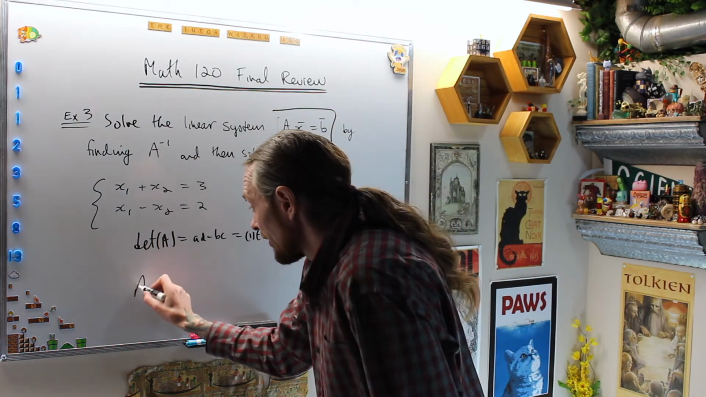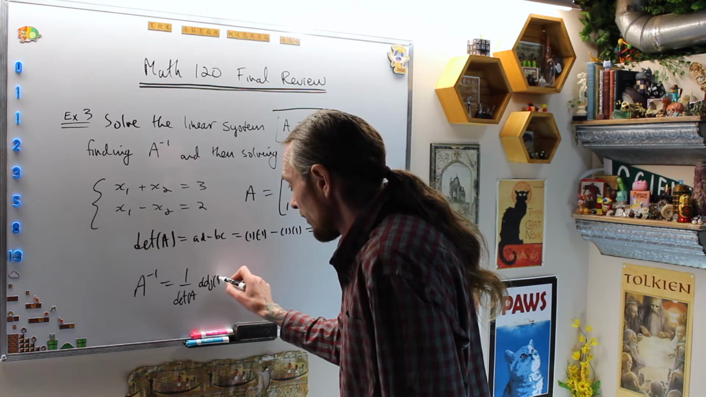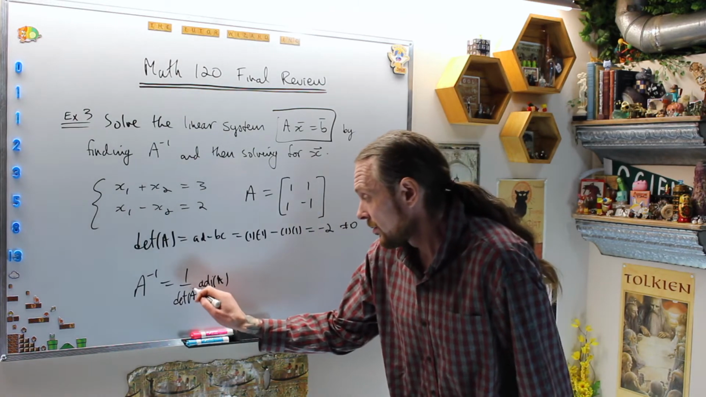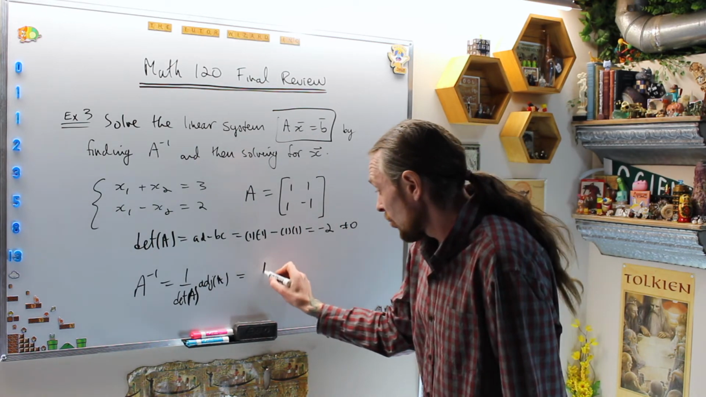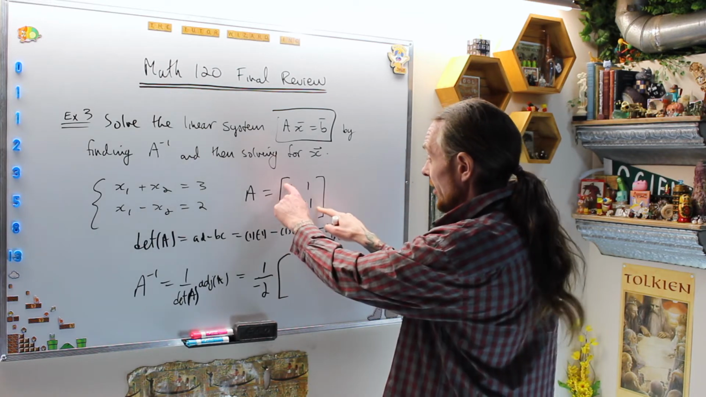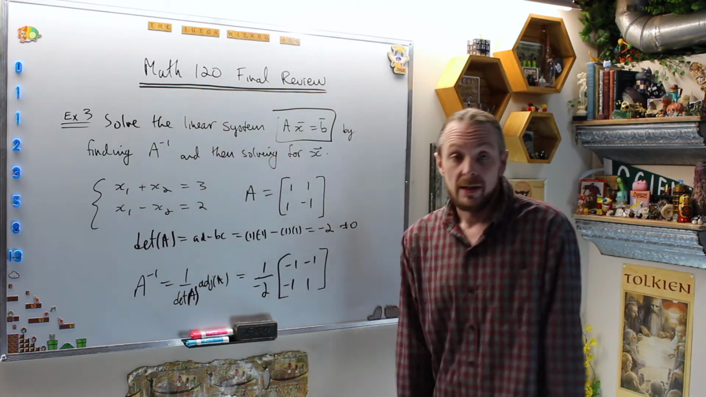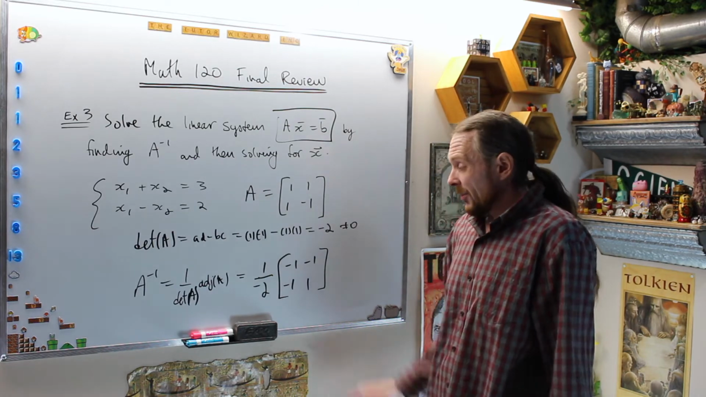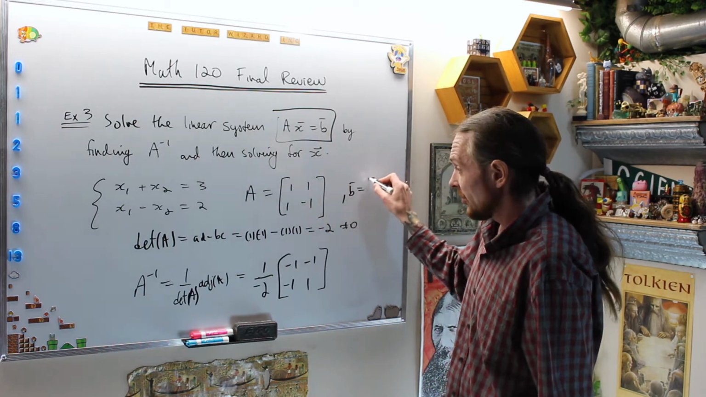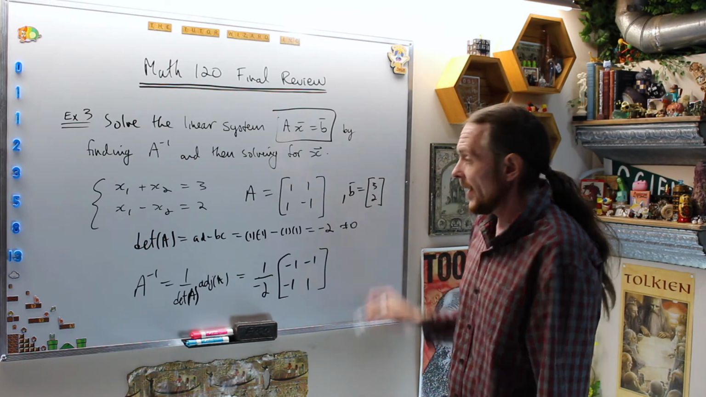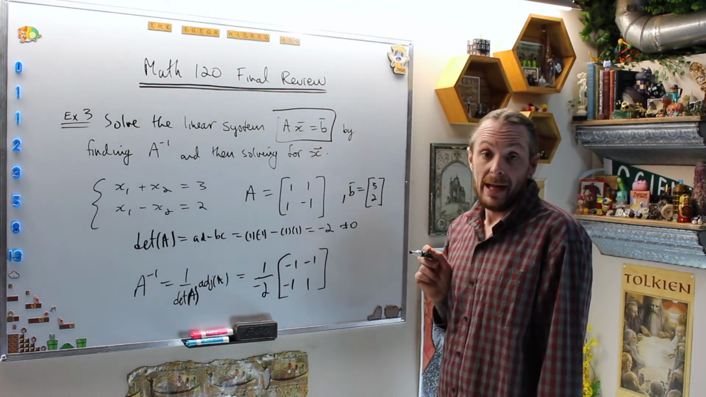Let's do that. A inverse is 1 over the determinant of A times the adjoint of A, or the cofactor matrix transposed. In the 2 by 2 case, we already computed the determinant, so that's 1 over negative 2 times, the clever trick is you interchange the diagonal entries, negative 1 and 1, and then you negate the off diagonals. And so this is A inverse. I'm going to leave the scalar multiplication on the outside because we have to multiply by the vector B, which I forgot to list, but is 3, 2. So in this case, we have AX equals B, and we're going to solve for X now.